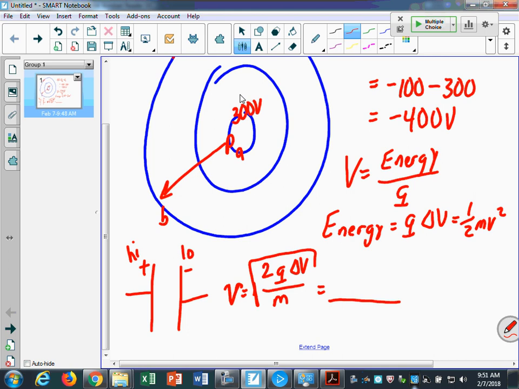And then I ask myself, well, if I had a proton in between those two plates, which direction would it move? Well, a positive charge would move in this direction, towards the negative charges. And a negative charge would move in that direction, towards the positive charges. So positive charges move from high to low, negative charges move from low to high potential.